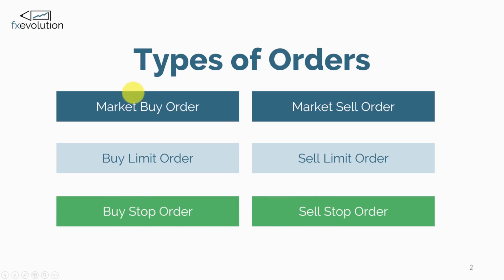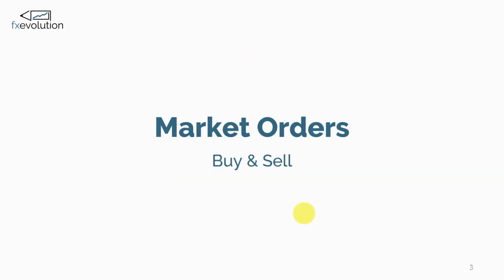Now generally I find that people have a very easy understanding of market buys and sells, but they get quite confused when it comes to buy limit, sell limit, buy stop, and sell stop. So let's look at each one in more detail. We'll start by taking a look at market orders, both buys and sells.